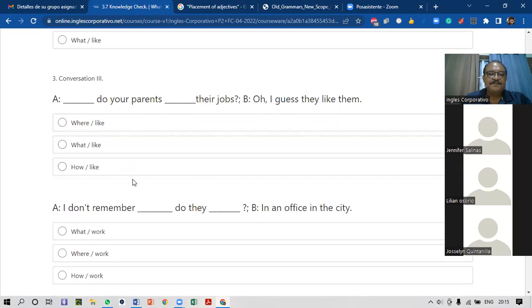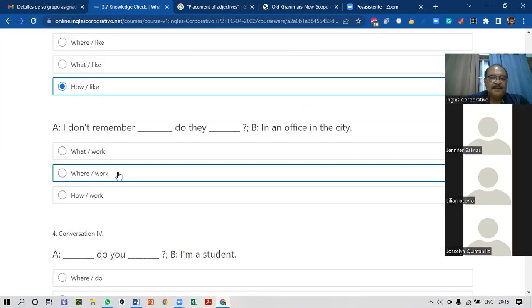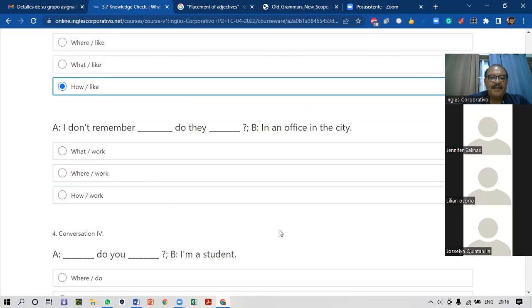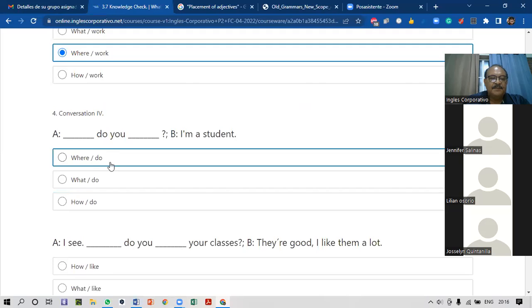And the number three? How like? How do your parents like their jobs? Okay, this one? Where work? Where work? Conversation four.